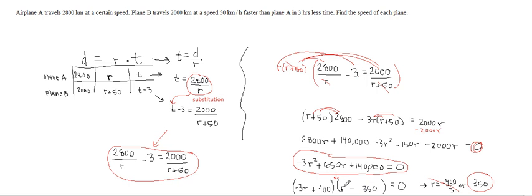This did factor, so then you set each factor equal to 0. I had to throw this one out since it was negative, and speed cannot be negative, so r turned out being 350. So remember, that was the rate of plane A, so plane A is 350, that makes plane B 50 faster than that, which makes plane B 400.